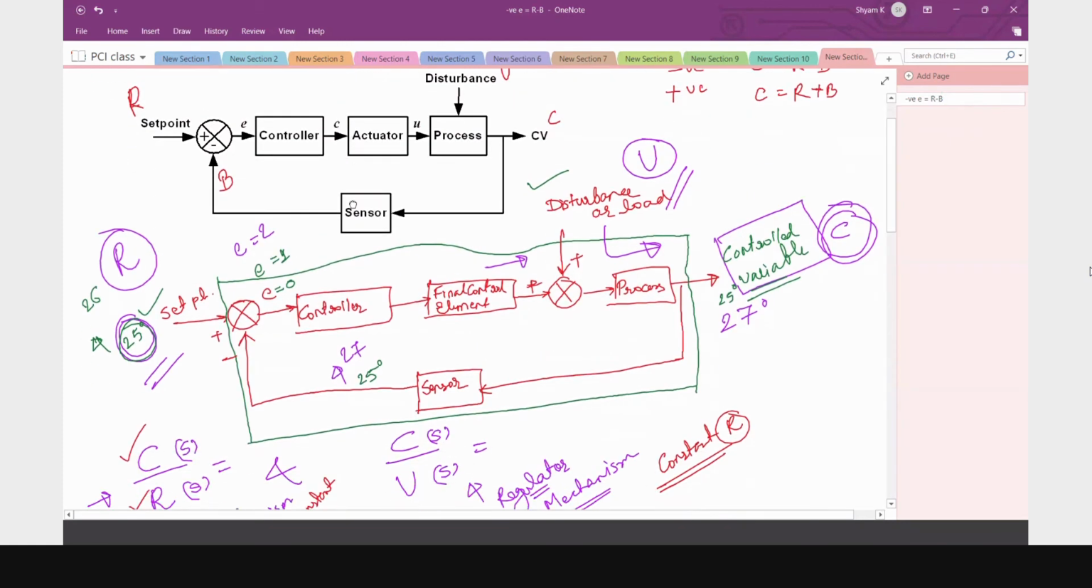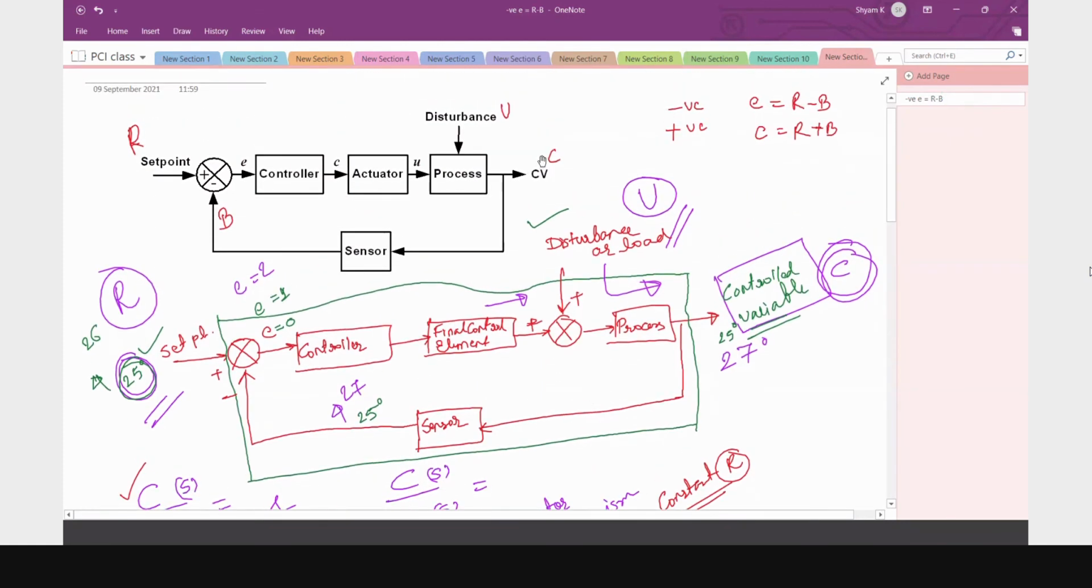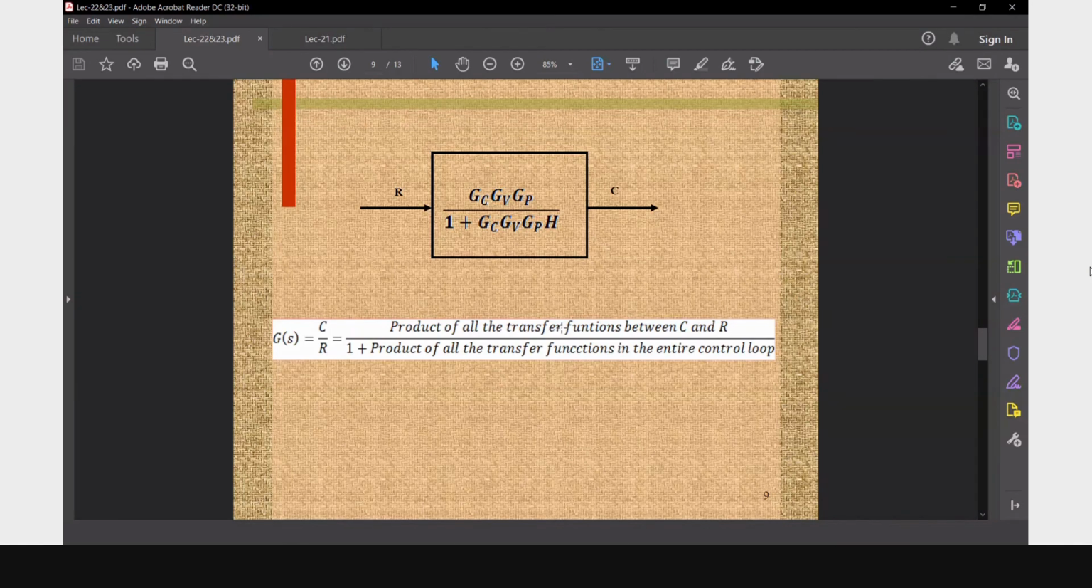देखो C कहाँ है, ये है C। ओके, it is the product of all the transfer functions between C and R. तो GCGV GP divided by 1 plus product of all the transfer functions means GCGV GP into H. Agree? Same thing is here. ठीक है, समझ में आ रहा है ये? Everybody please reply.